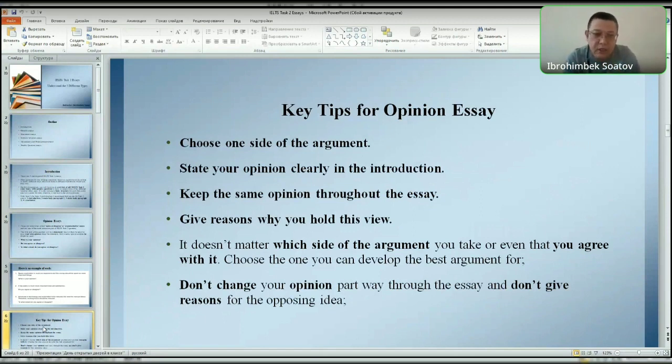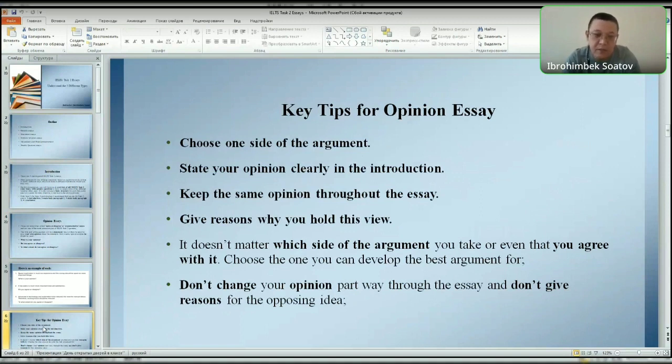First of all, we should try to choose one side of the argument. What does it mean, one side of the argument? It means that you are asked whether you agree or disagree with this statement. In most cases, you just pick one side of the argument. However, you can also write both sides of the argument by keeping balance. For example, in paragraph 1 you write agree, and in the next one you write disagree. And you mustn't forget one thing. In an opinion essay, you should state your opinion clearly in the introduction part.